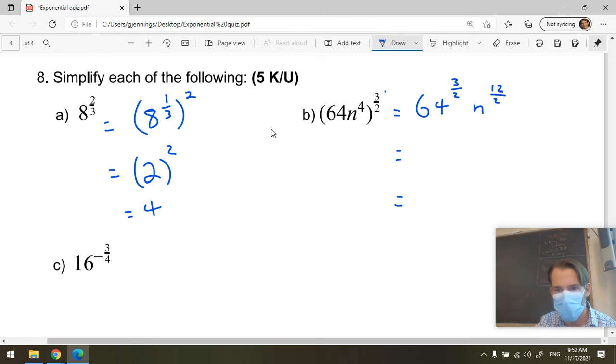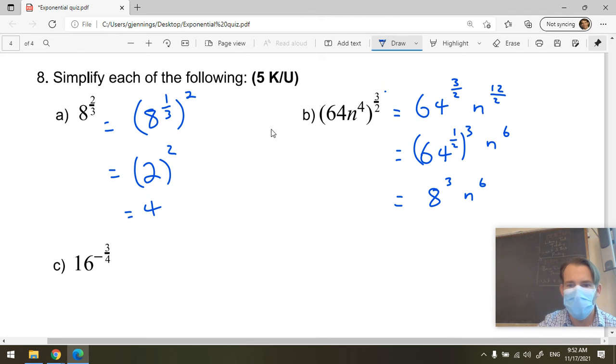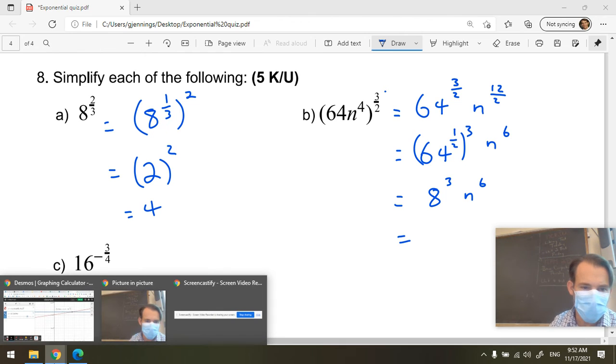8 cubed. Yeah. So then I could rewrite this as 64 to the 1/2 raised to the power 3, and then n to the 6. 64 to the 1/2 is 8. So that's 8 to the 3, n to the 6, and then this is equal to, hold on one moment.